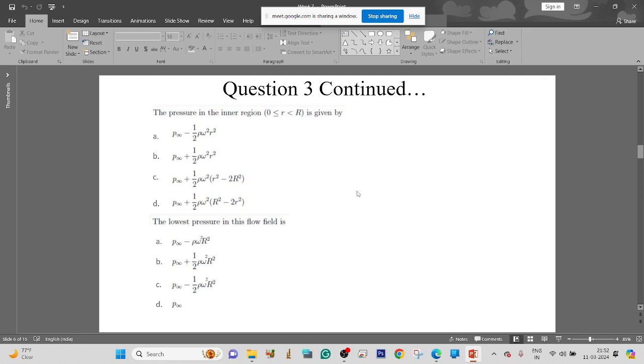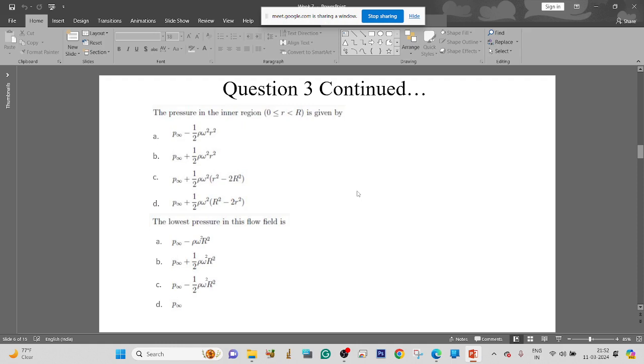Let's suppose at small r is equal to capital R, P is equal to P naught. Let's suppose some random value. So for the inner part, you will get some equation of pressure with some constant, right? So you need to find out that constant. Let's suppose that constant is C2.